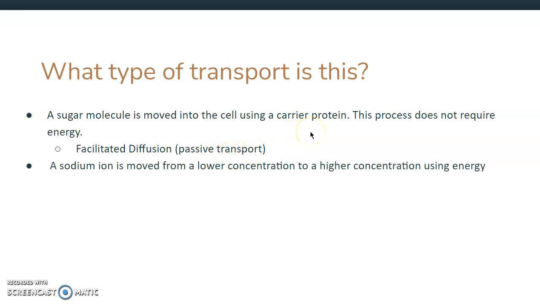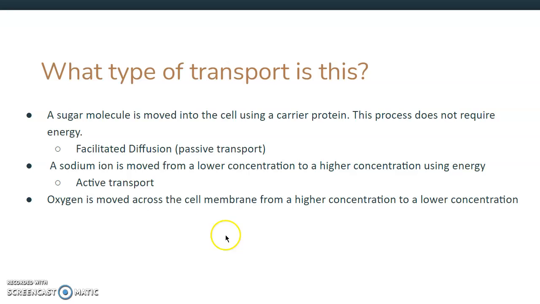Our next one is a sodium ion is moved from a lower concentration to a higher concentration using energy. So we're going from low to high and using energy. Those are both ways to describe active transport. We have oxygen is moved across the cell membrane from high concentration to low concentration. So if we're going from high to low, it is a type of diffusion, and since we do not have a protein mentioned, I would say it would be simple diffusion or passive transport.